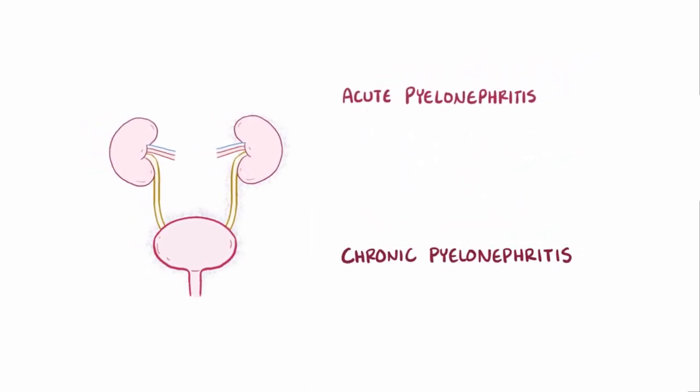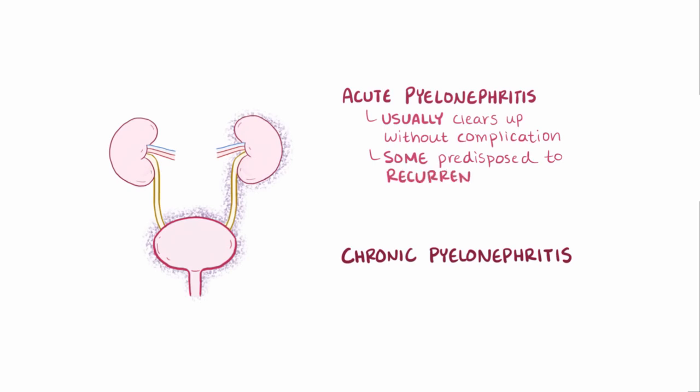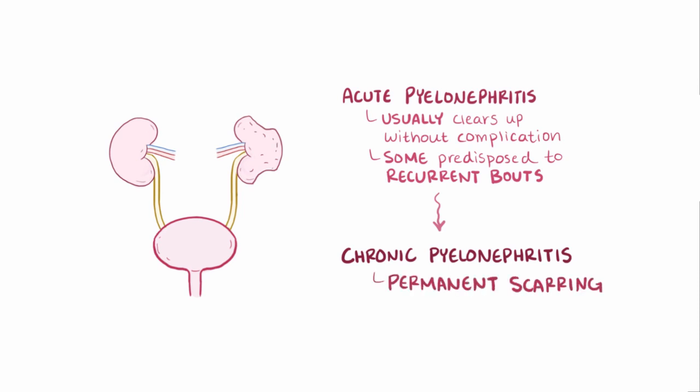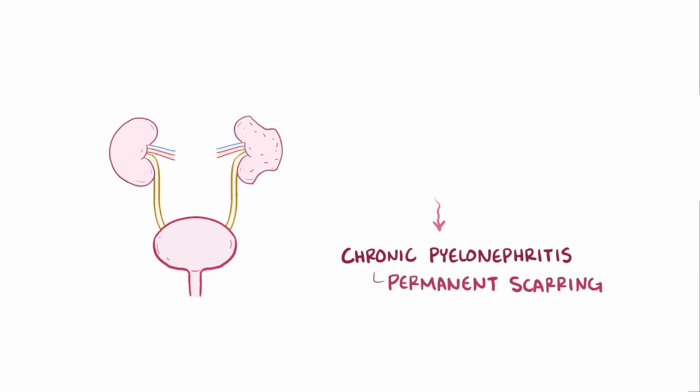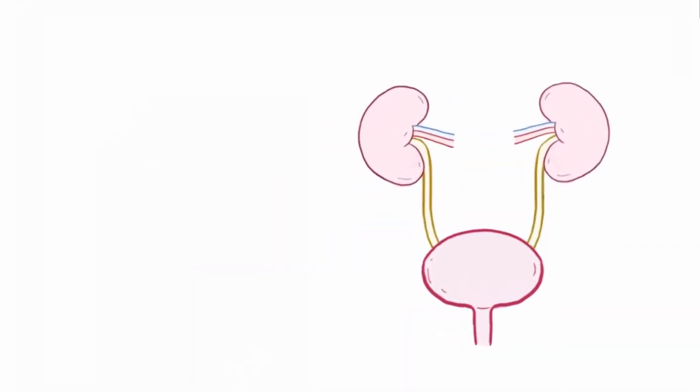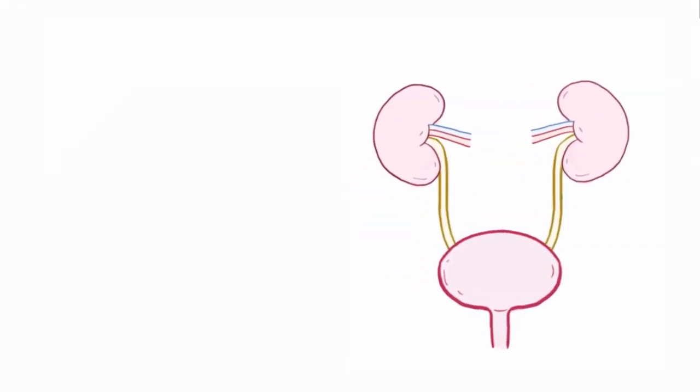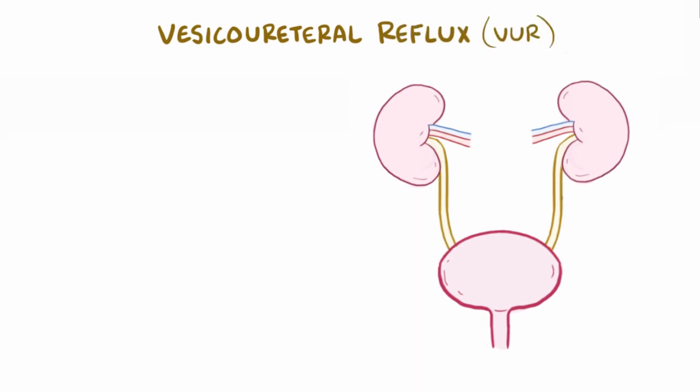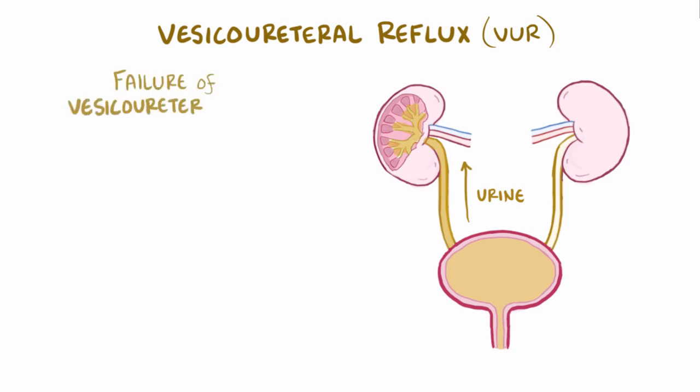Now, an episode of acute pyelonephritis often clears up without much complication. Certain people, though, are predisposed to having recurring bouts of acute pyelonephritis, which eventually leads to chronic pyelonephritis and permanent scarring of the renal tissue. The most common risk factor for recurrent acute pyelonephritis and therefore chronic pyelonephritis is vesicoureteral reflux, or VUR, which is where urine's allowed to move backward up the urinary tract, which can happen if the vesicoureteral orifice fails.